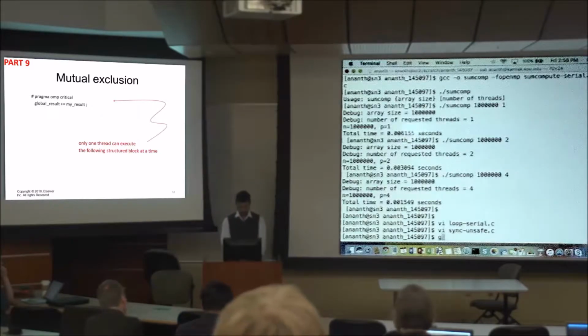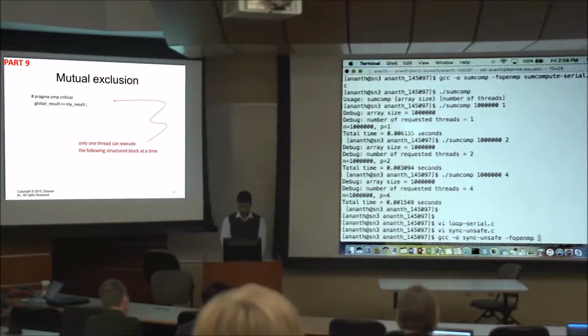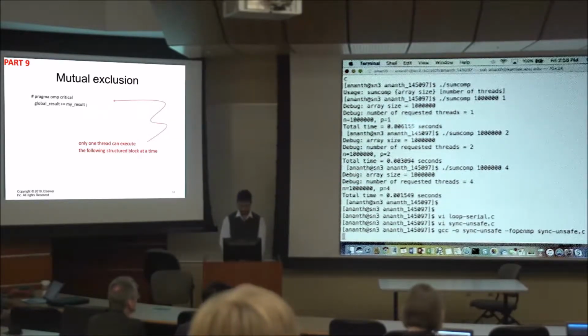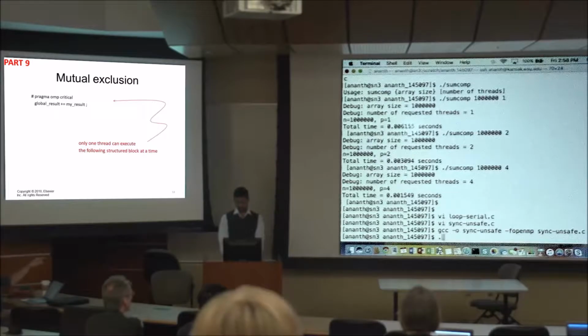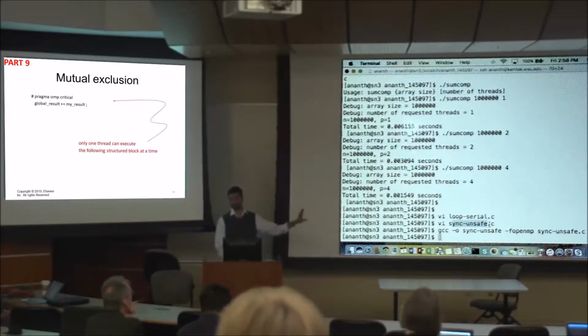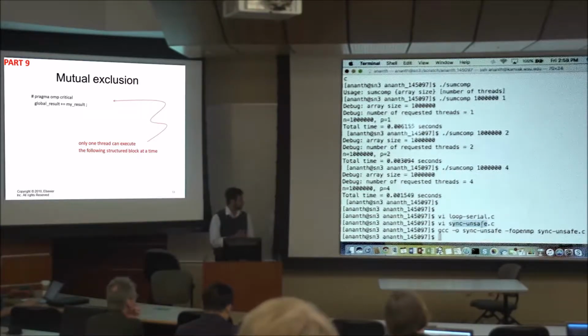So let's compile this code and give it a run. I'll call the executable sync unsafe, with -fopenmp, and sync unsafe is the code. I just opened the sync-unsafe.c code, that's what I was showing you just now. This is for synchronization, sync for synchronization. Just wanted to have that.